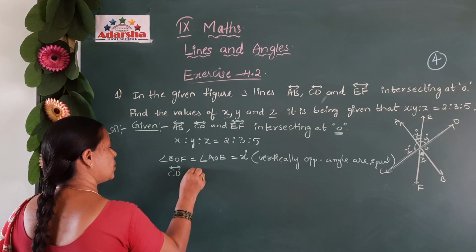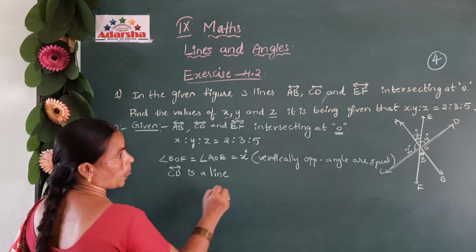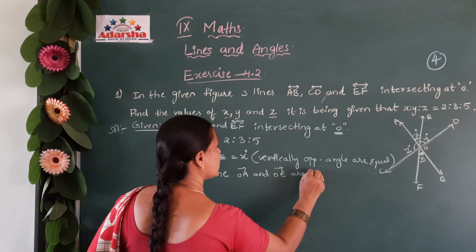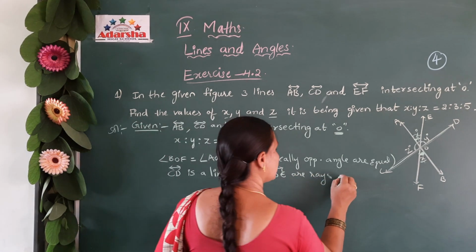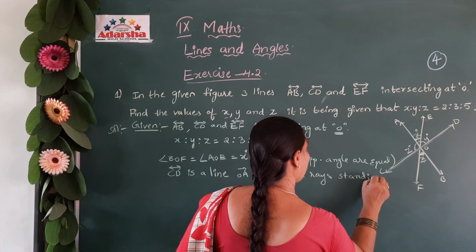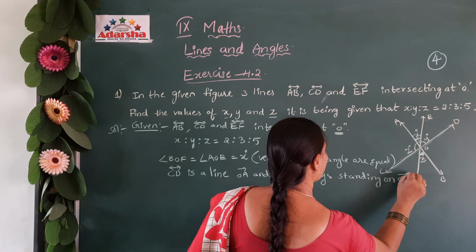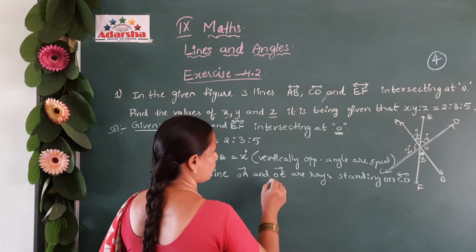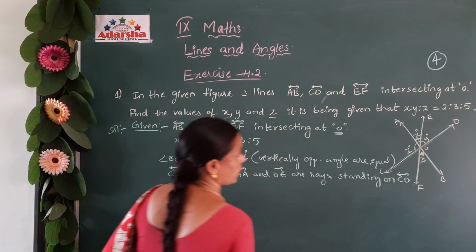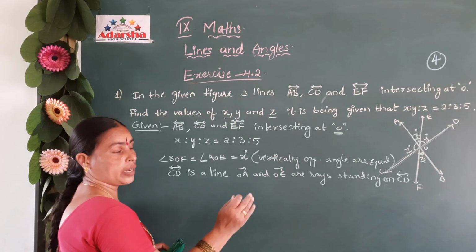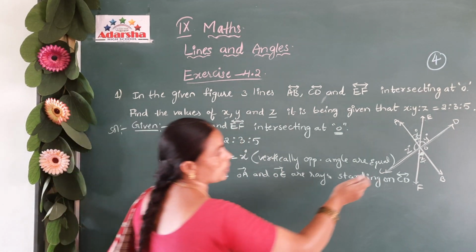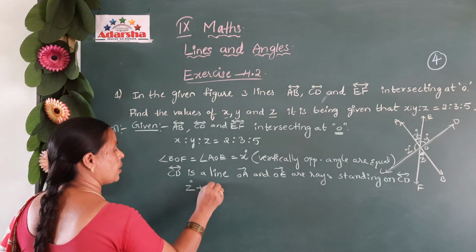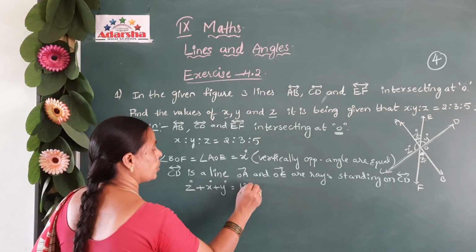CD is a line, OA and OE are the rays standing on CD. According to the linear pair of angles axiom, these three angles sum is equal to 180 degrees. So angle Z plus angle X plus angle Y is equal to 180 degrees.